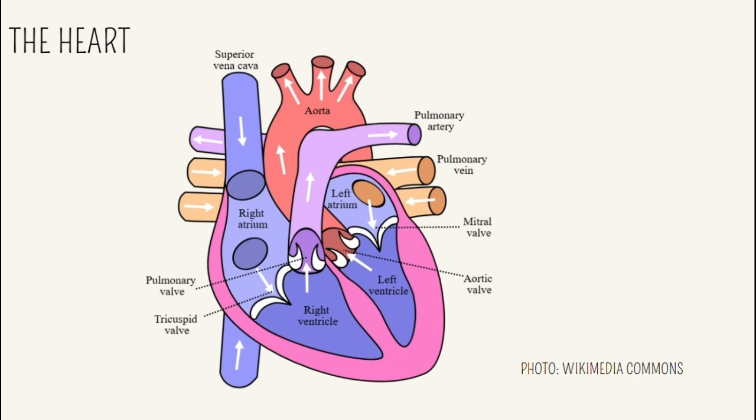So you have the superior vena cava, the right atrium, the right ventricle, left atrium, left ventricle, pulmonary artery, pulmonary vein, the mitral valve, aortic valve, pulmonary valve, and tricuspid valve, which prevent the backflow of blood. All of these parts of the heart are very, very important, and we're going to talk about how all of this works in just a second.